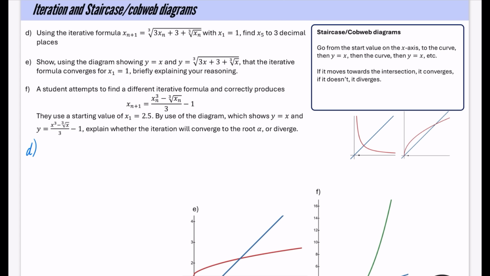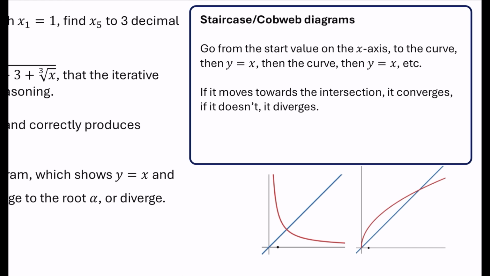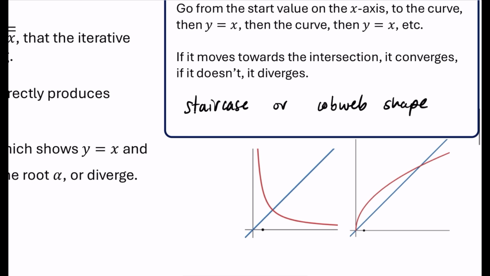Now, these two are going to be these two that are down here. I'm just going to have a look at these two examples. So the way that you do this, to do a staircase or a cobweb diagram, you draw from the start value on the x-axis. You go to the curve, then y equals x, then the curve, then y equals x, and you keep doing that. If it moves towards the intersection, it converges, and if it doesn't, it diverges. And this produces 2 different shapes. It either produces a staircase or a cobweb shape. And I'll just show it using these diagrams here.